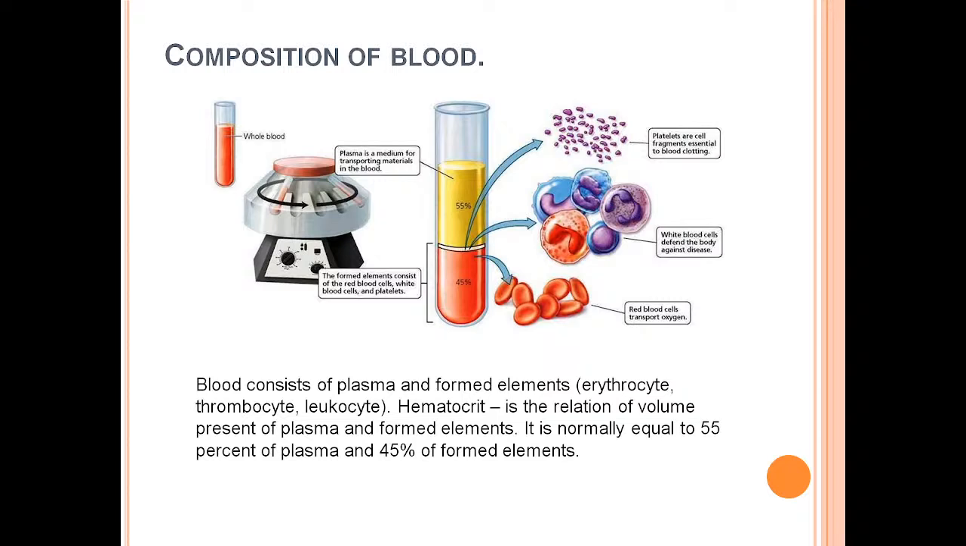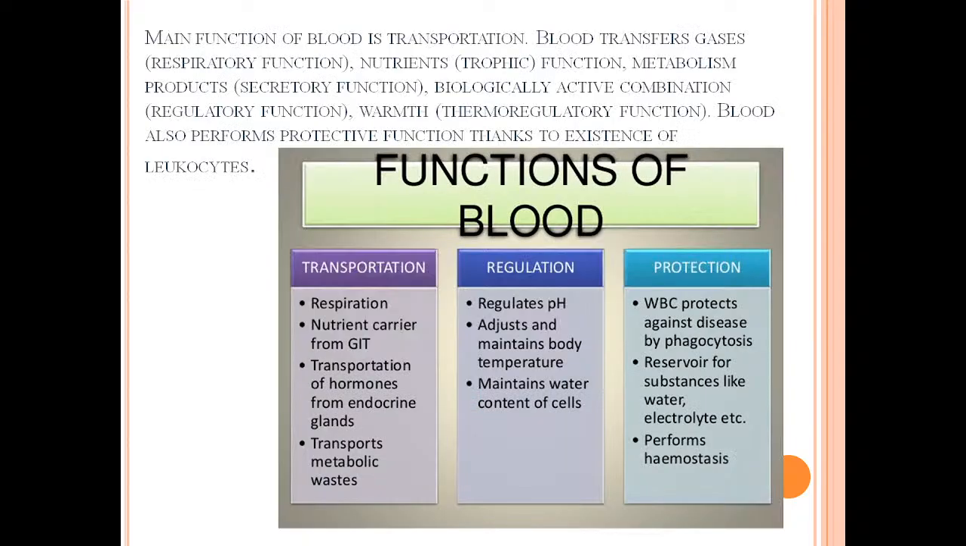Composition of blood. Blood consists of plasma and formed elements: erythrocytes, thrombocytes, leukocytes. Hematocrit is the relation of volume, percent, of plasma and formed elements. It is normally equal to 55% plasma and 45% formed elements.